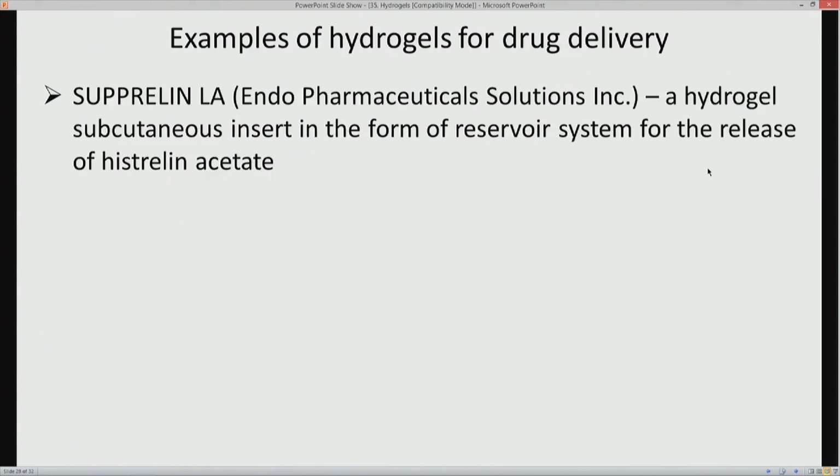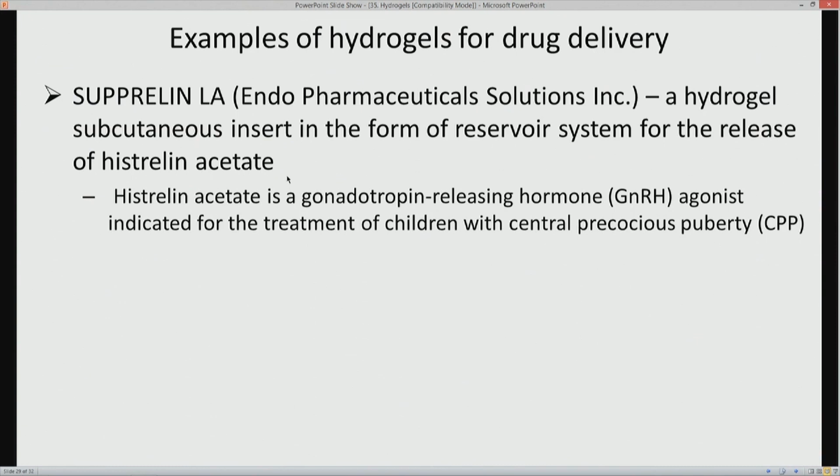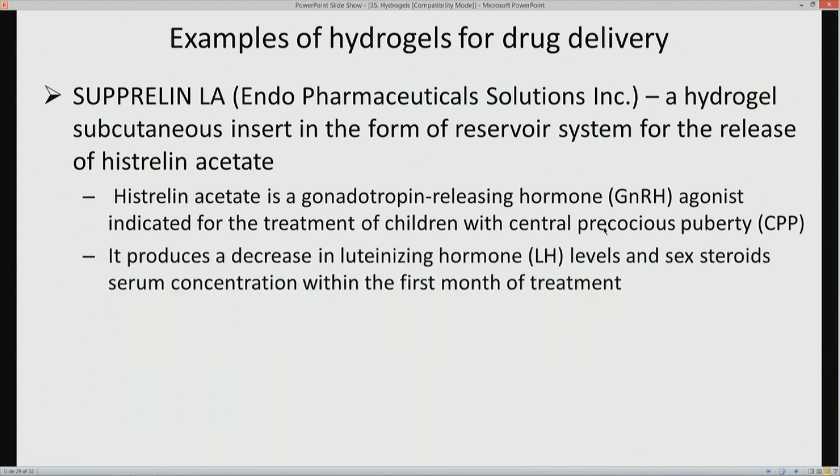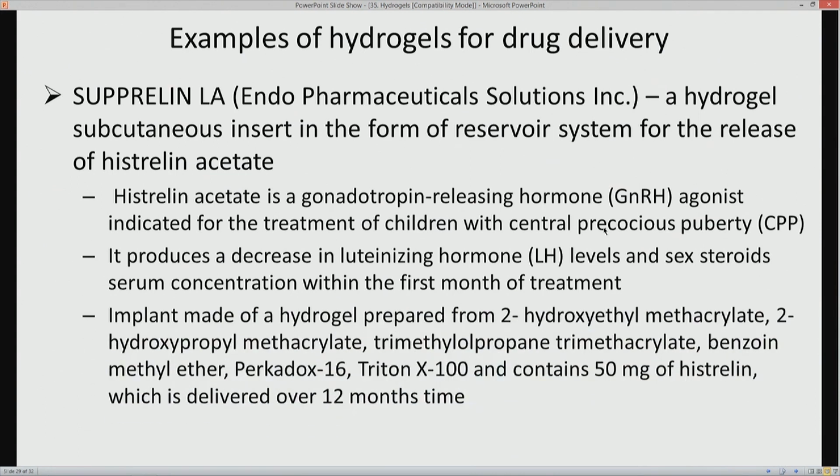This is another example: hydrogel for subcutaneous insert in the form of a reservoir system for the release of histrelin acetate. This is a hormone agonist indicated for the treatment of children with central precocious puberty. It produces a decrease in LH levels and sex steroids within the first month of treatment. So, this is again a hydrogel used as a subcutaneous insert.